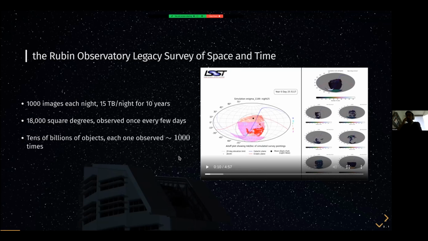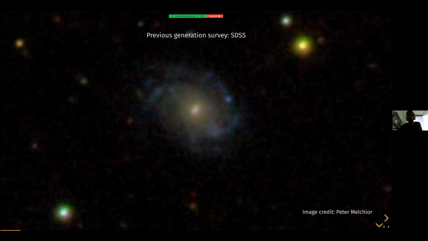There's also a nice aspect of this LSST because it's going to take many pictures of the sky. It will actually be able to make a movie of the changing sky as a function of time, which opens up a lot of new science use cases. But it's not just a huge amount of data, it's also a very high quality data. And so just to illustrate this, this is, for instance, an example of a galaxy as you could see it in a previous generation instrument.